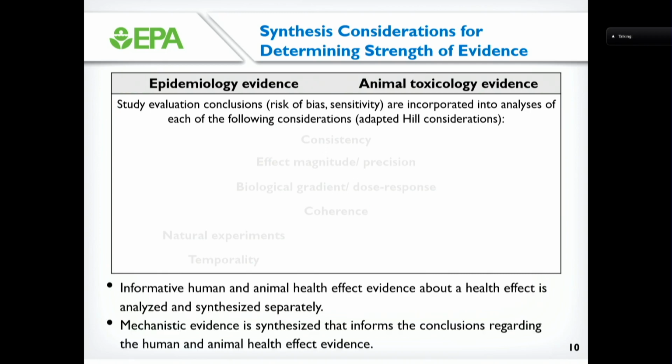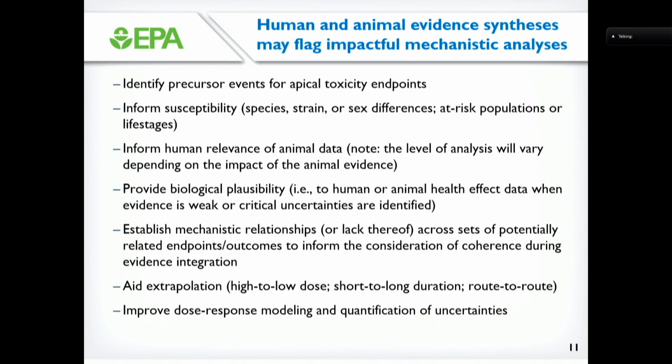And then mechanistic evidence can often be considered in the context of how it helps you inform your within body of evidence judgments, as well as across body of evidence judgments. So here are just some highlights about how we think about the mechanistic information. One big one is thinking about the human relevance of animal data. The mechanistic information, which often comes from in vitro or high throughput screening studies, but not exclusively, can also inform judgments about biological plausibility. It can help with extrapolation, whether you're talking about from high to low dose or short to long duration.